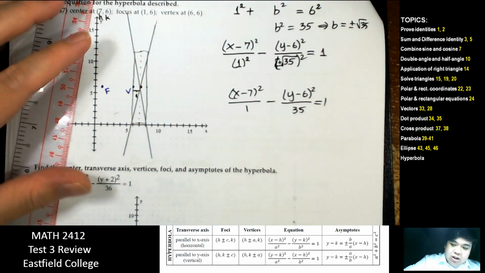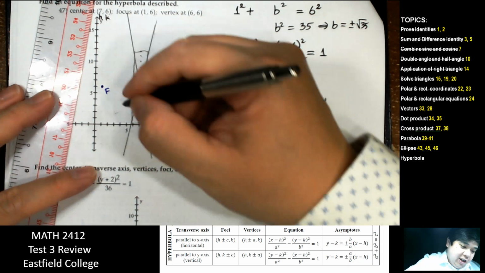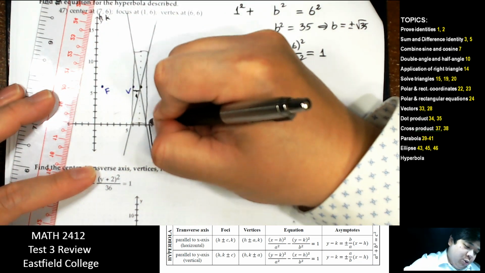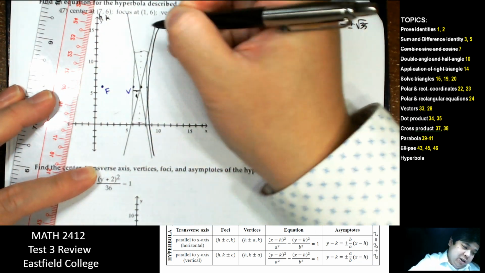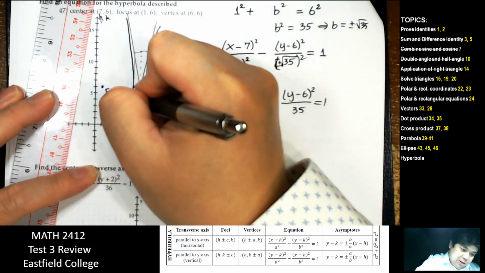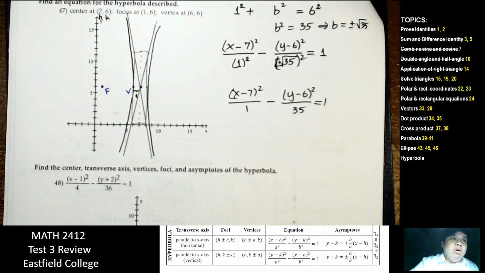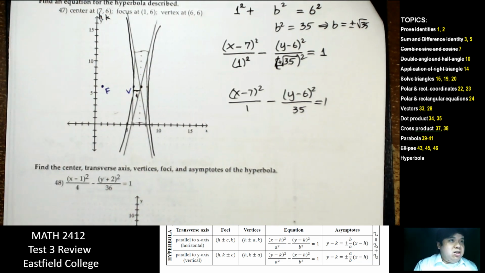And the ellipse will be just with asymptote and touching the vertex and go around like that. And this is the transverse axis.